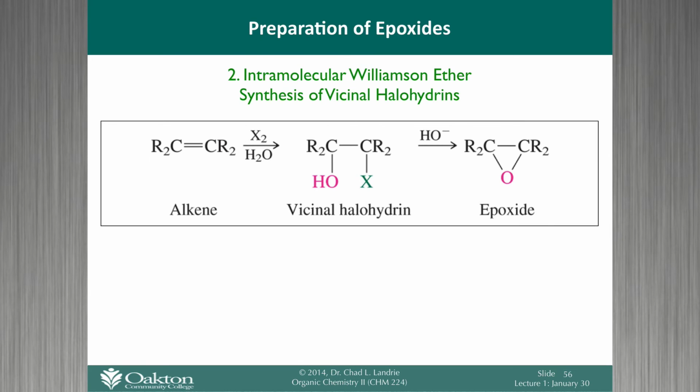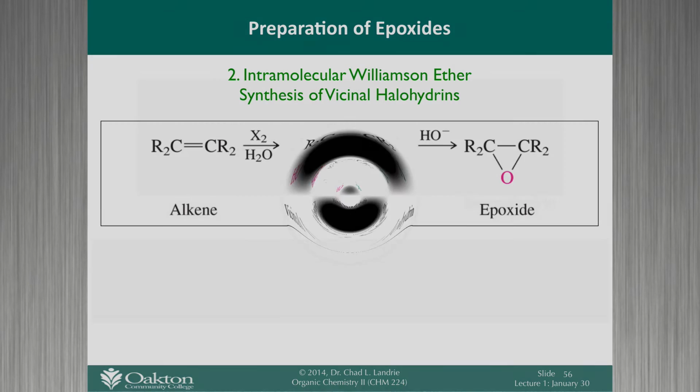Another way to prepare epoxides is an intramolecular Williamson ether synthesis. Okay, we just saw that a Williamson ether synthesis is when I add an alkoxide to an alkyl halide. Okay, well, if the alkoxide and the alkyl halide are in the same molecule, I can form a ring. Right? So I must start with a vicinal halohydrin. Again, vicinal just means adjacent, a 1-2 relationship.